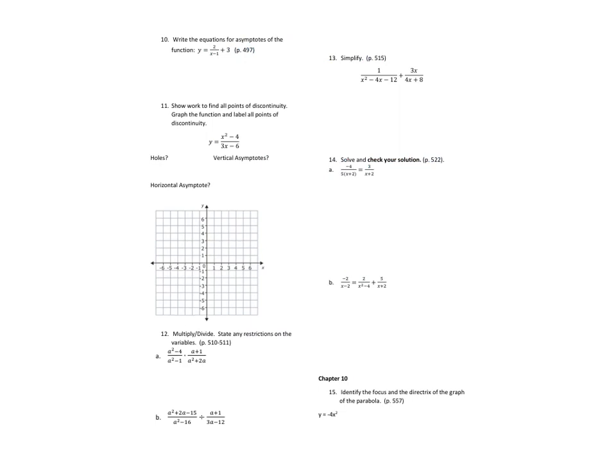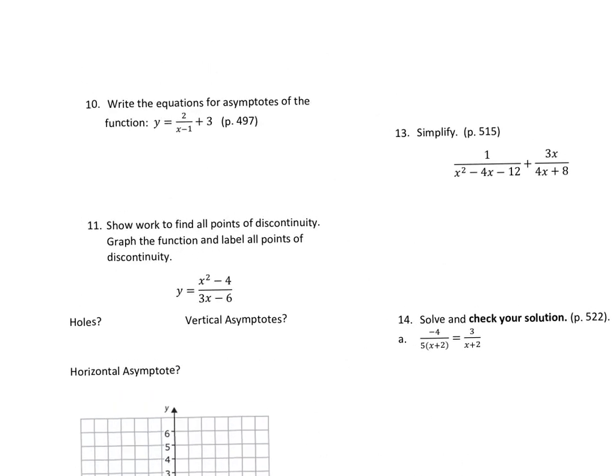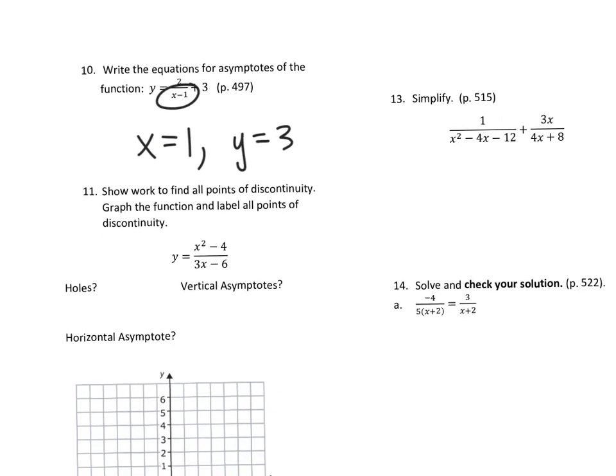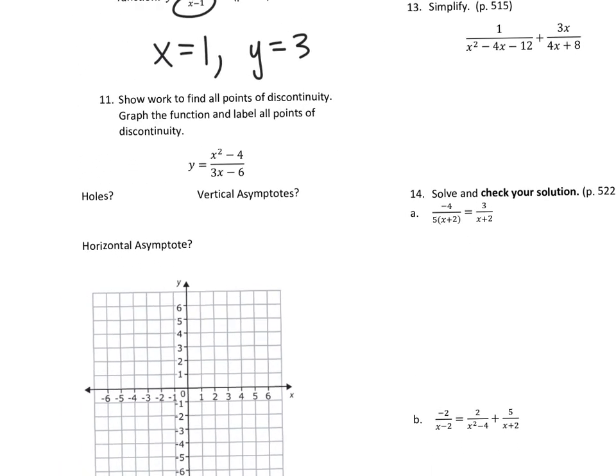Okay, number 10, write the equation for these asymptotes. My asymptotes are going to be x equals 1 and y equals 3. Number 11, find all points of discontinuity. Points of discontinuity can be holes and vertical asymptotes, and also horizontal asymptotes.